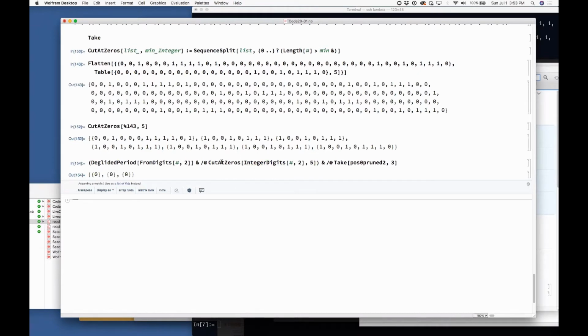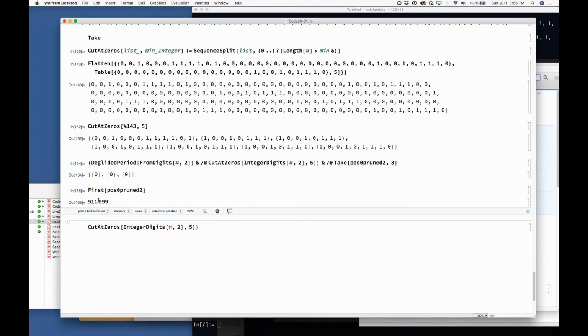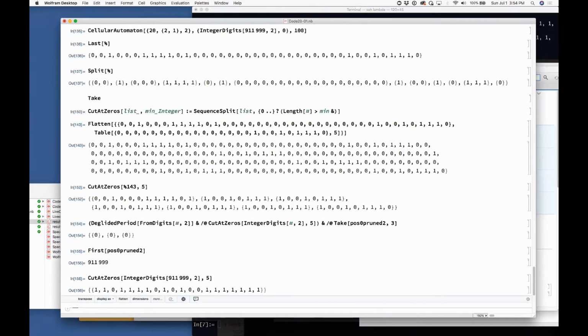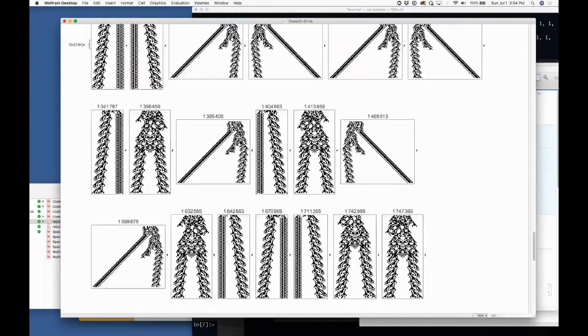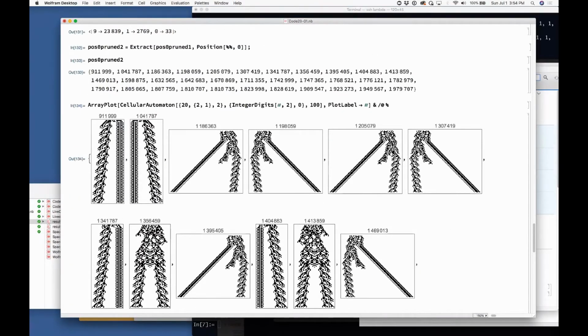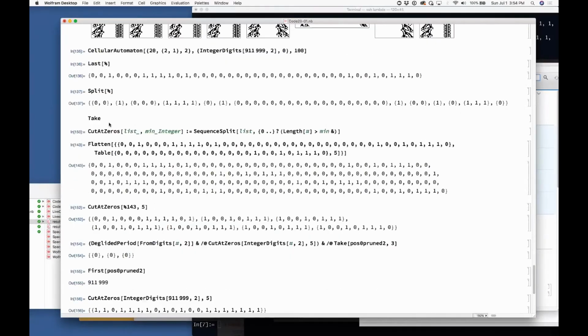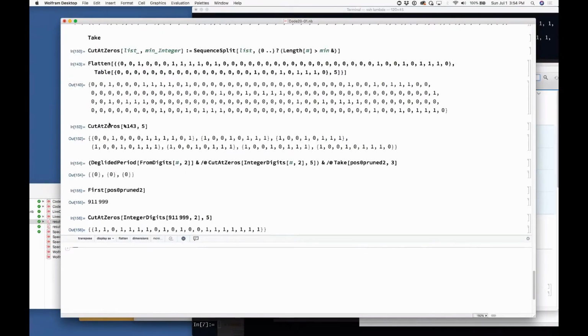So each one, so cut at zeros. So first of all, let's try cut at zeros. So what's the first of pos 0 pruned 2? Okay, that's that thing there. So let's do this. Let's cut that. Okay, so for some reason, 911999, how can that be? 911999. Oh, I see what's wrong. Okay, very stupid problem here.